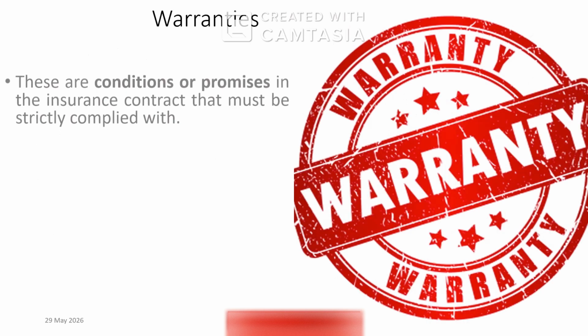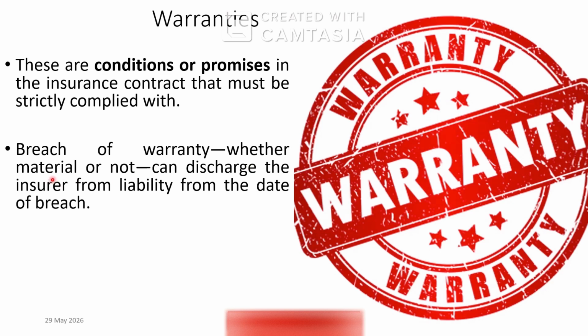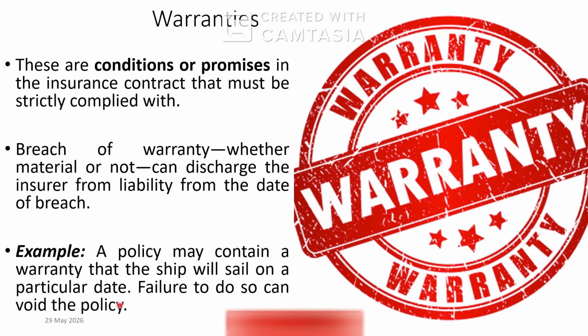the fire. Warranties. These are the conditions or promises in the insurance contract that must be strictly complied with. Breaches of warranty, whether material or not, can discharge the insurer from liability from the date of breach. For example, a policy may contain a warranty that the ship will sail on a particular date; failure to do so can void the policy. Right? So warranties are the must-do promises or conditions that the ship has to follow. If the ship or the carrier cannot follow them, then the insurance policy may be void.